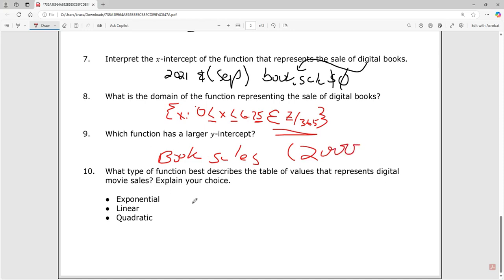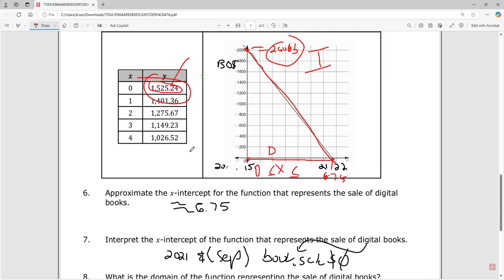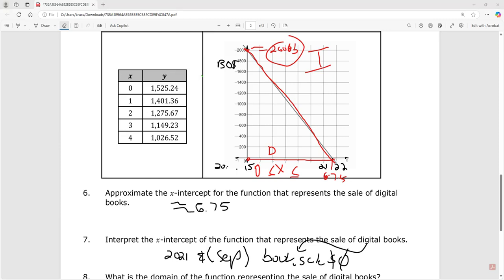Okay, all right. So which table best describes the values of the movie sales? Well, let's see. What is the change between here and here? What is the difference? Looks like we lost about 200 and some. All right, so let's get out a calculator and get the exact value. 1525 minus 1401. The difference is 124.